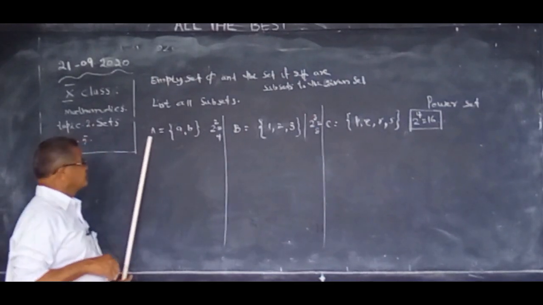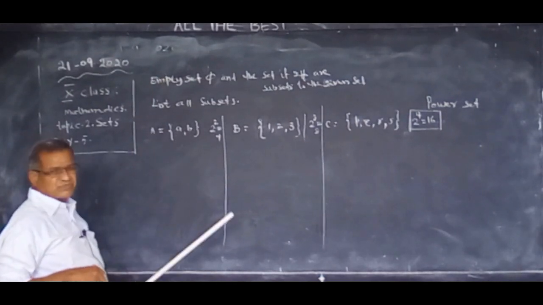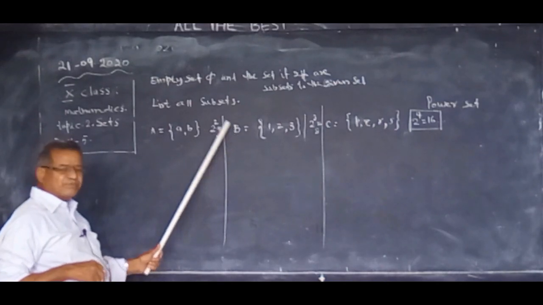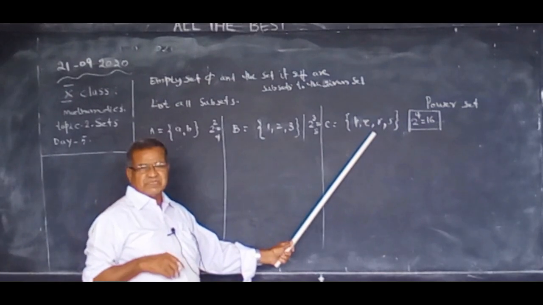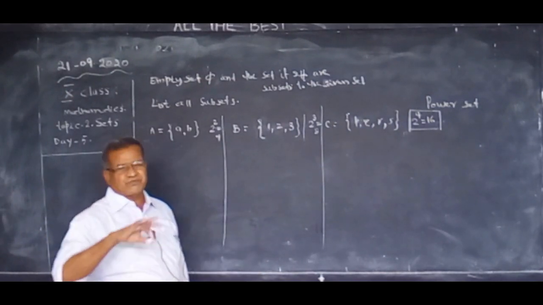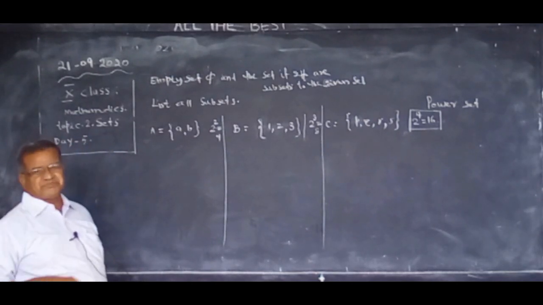Set A is a subset of A. Null set is a subset of B. The set B is a subset of B. Null set is a subset of C. And C is also a subset of C. These are common for all sets. These 2 subsets are common.